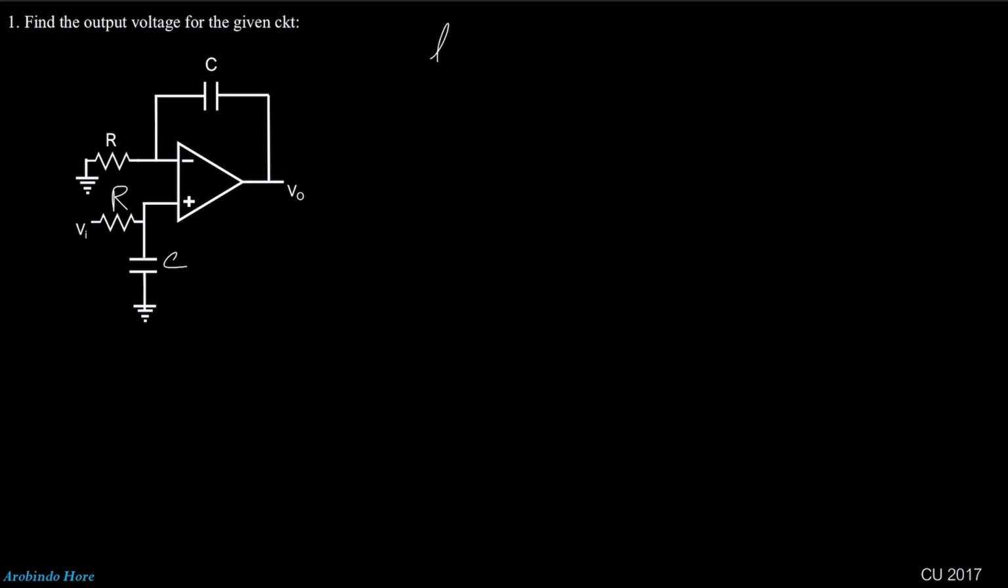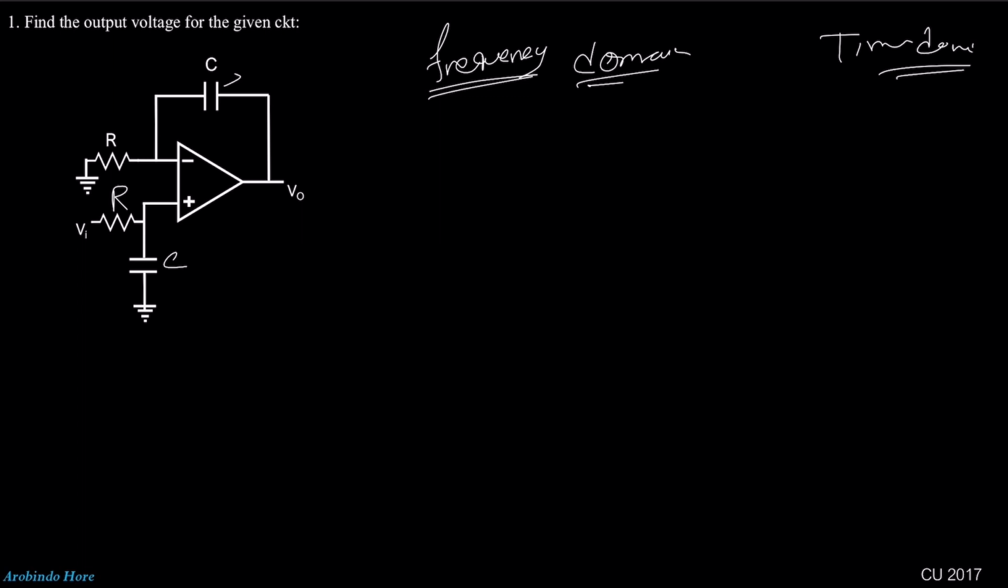First, we can do it in the frequency domain, or we can do it in the time domain also. Okay. First, we will go with the frequency domain. Why? In the frequency domain, that is a little bit easier. We assume that the impedance of this one is ZC. So first, we know that the impedance is ZC.